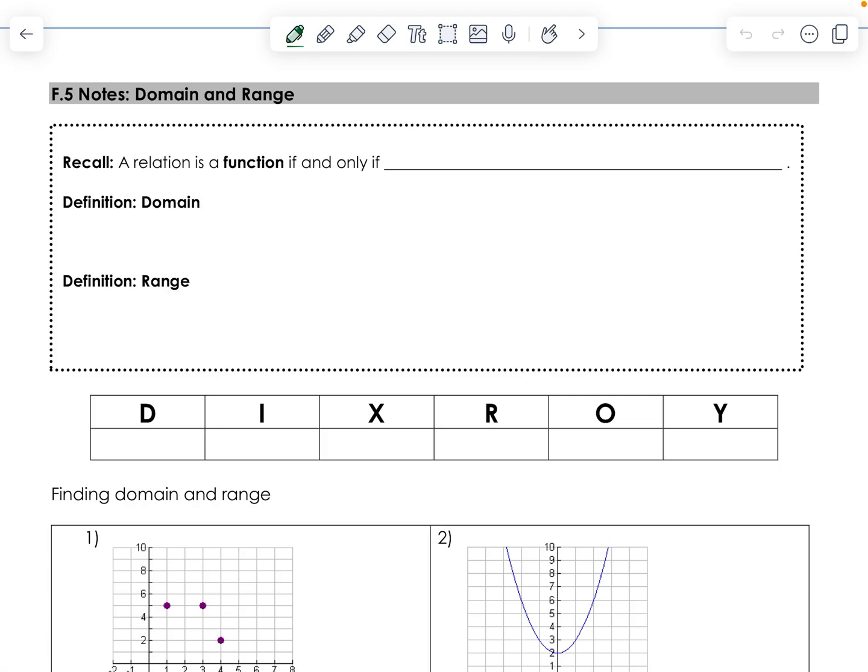Good morning, Algebra 1. Today, we're going to continue with what we did yesterday, where we talked about functions and relationships, and we're going to add in domain and range. So just a little thing to recall from yesterday: a relation is a function if and only if every input has only one output.